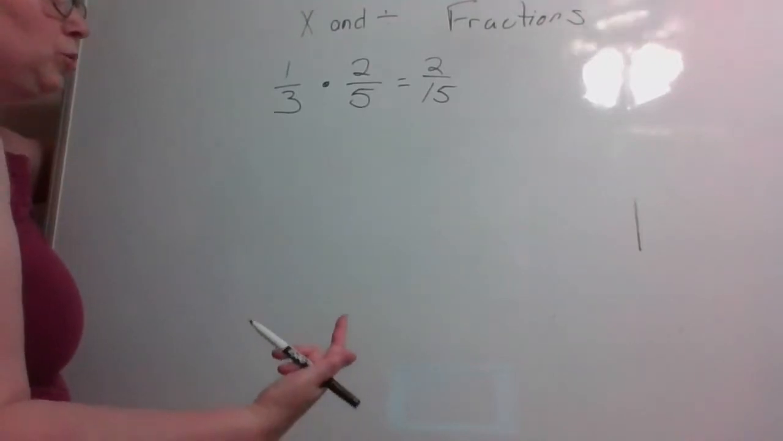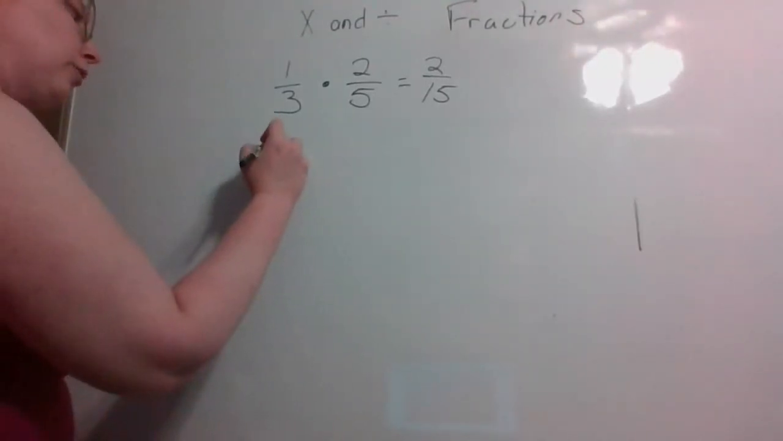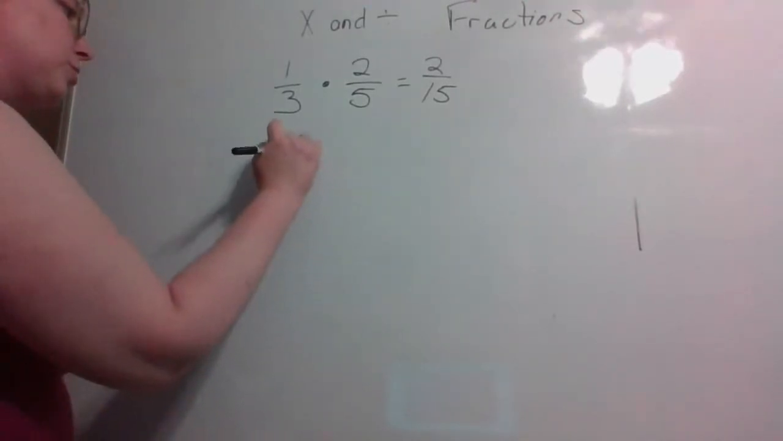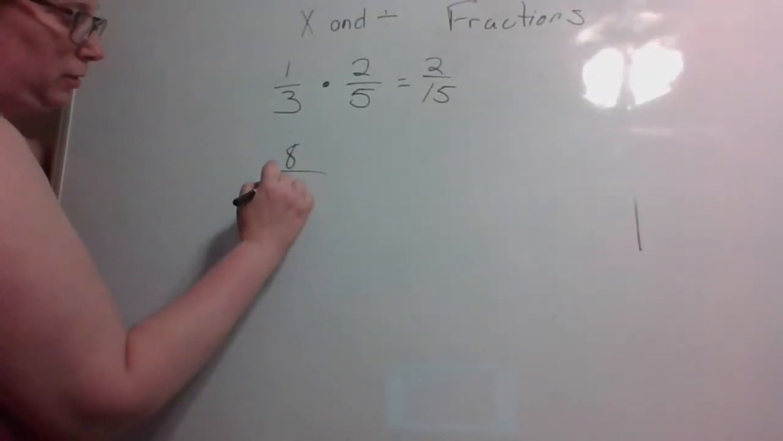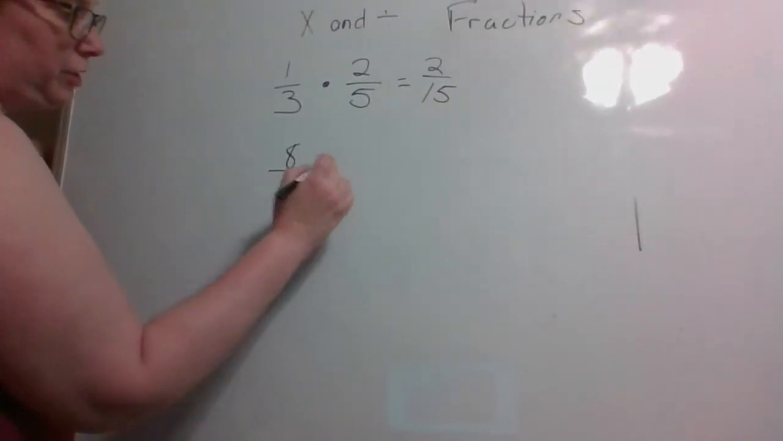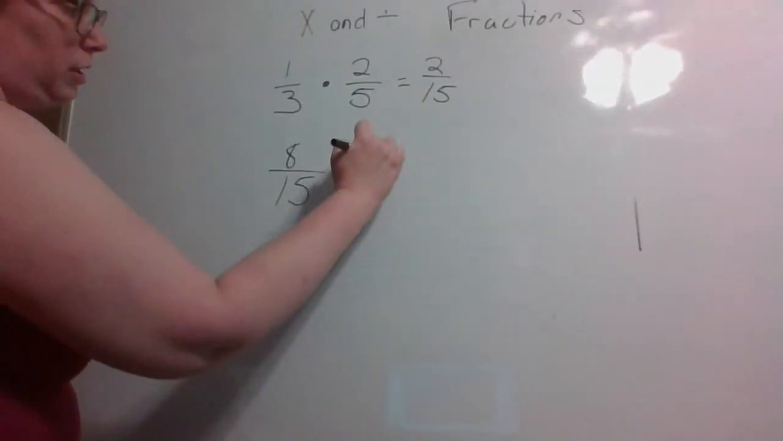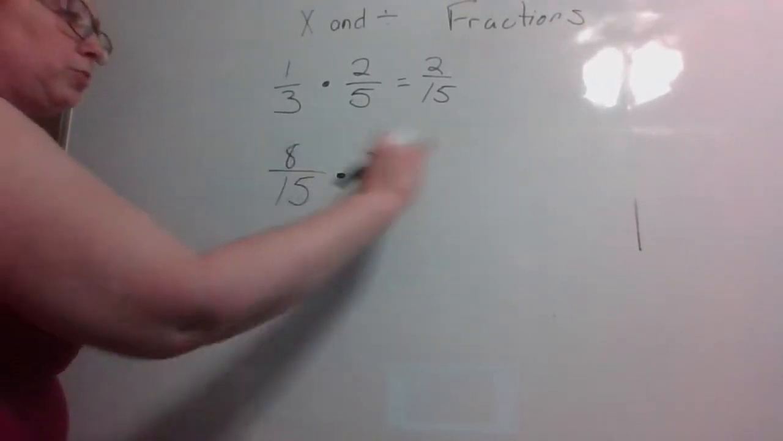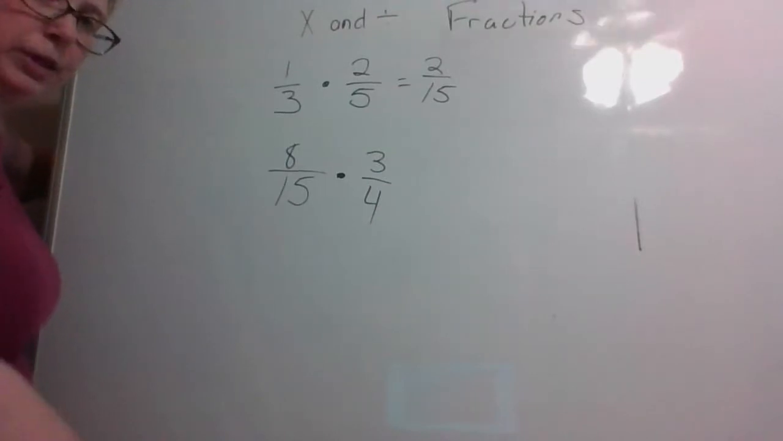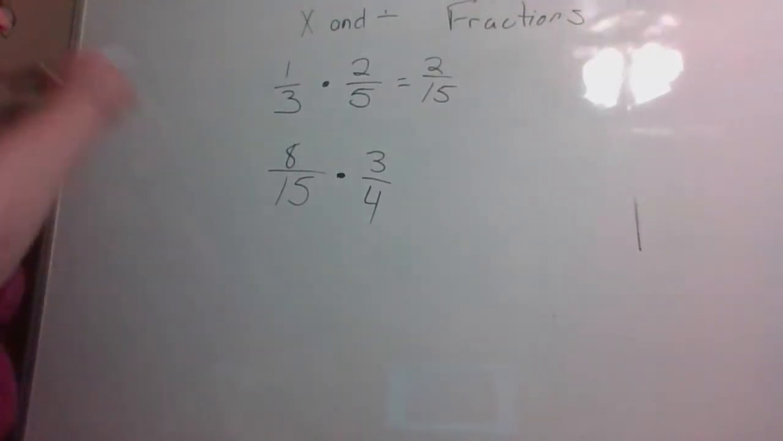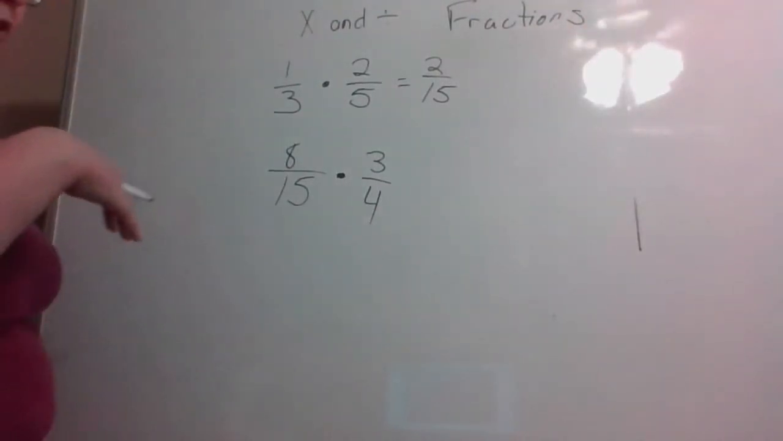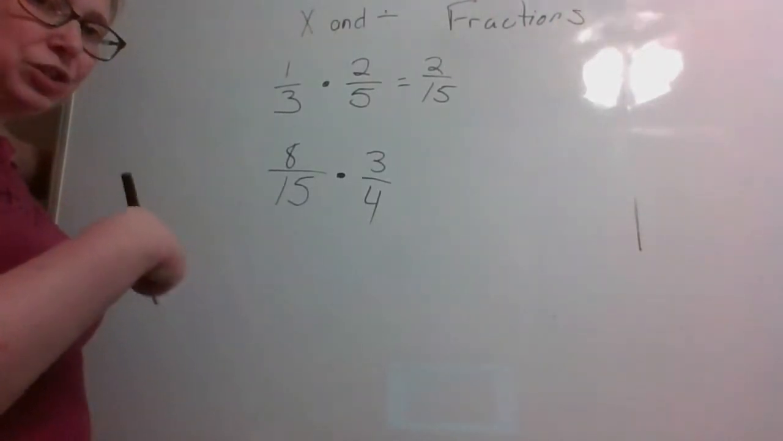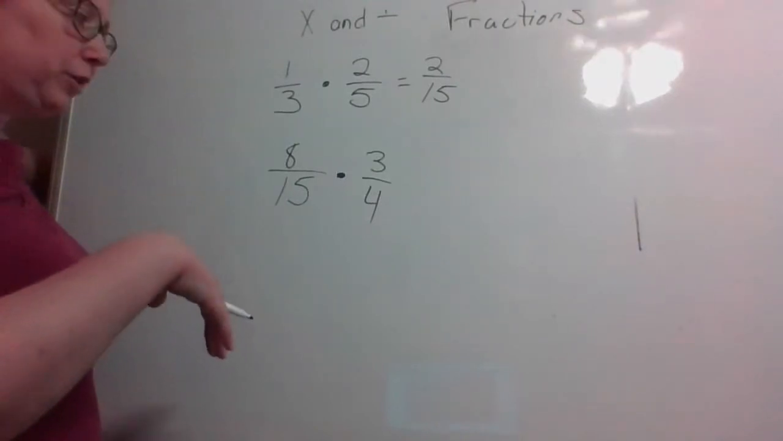Cool thing that you can do with multiplying fractions is to cross reduce. So say we had 8/15 times 3/4. So rather than just multiply across the top, multiply across the bottom, and then have to reduce, we can actually cross reduce if there is a factor that's living in your numerator and your denominator. They're going to cancel each other out.